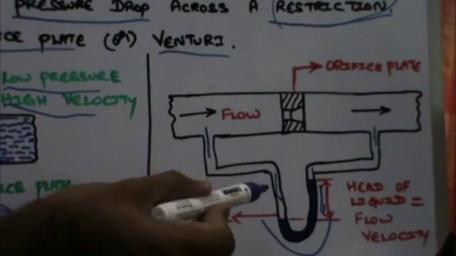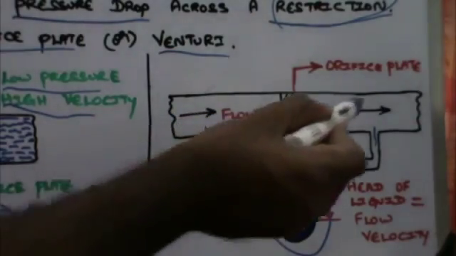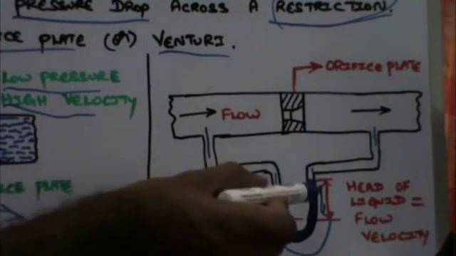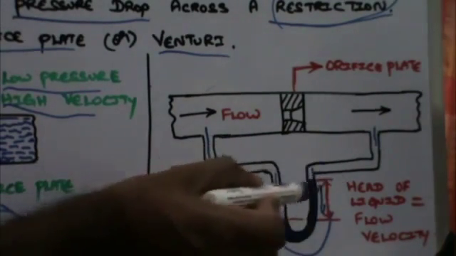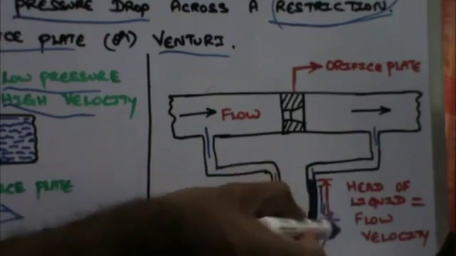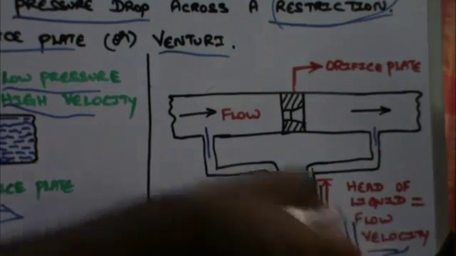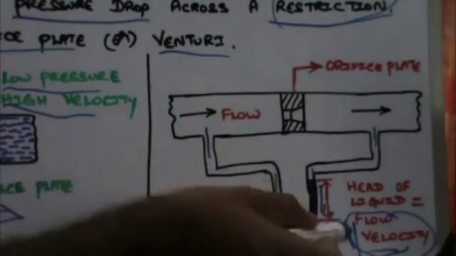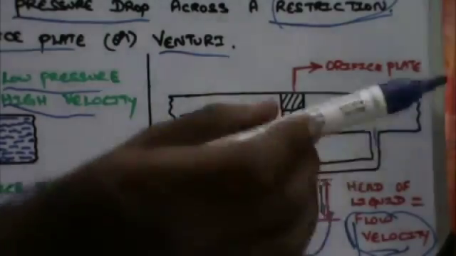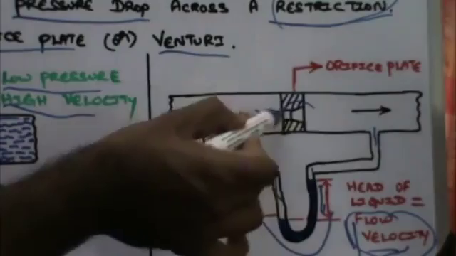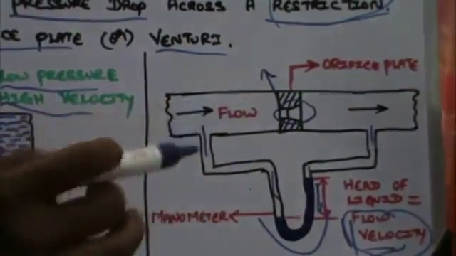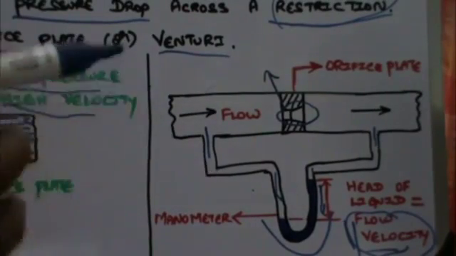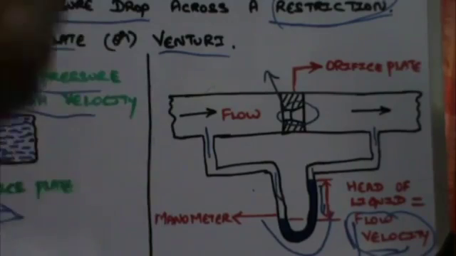The difference in between the high pressure region and the low pressure region can be measured from the U-tube manometer, and this difference in head, that is head of the liquid, is equal to the flow velocity. So we arrive at a figure where we know the flow velocity. When the velocity of the fluid flow through the orifice is known and the orifice area of cross section is known, it is easy to find out the mass flow rate of the fluid. Let us now calculate the mass flow rate of the fluid.